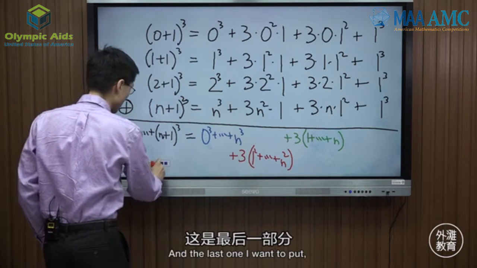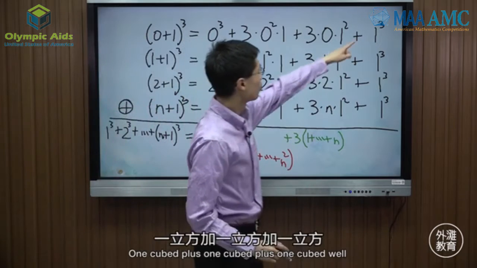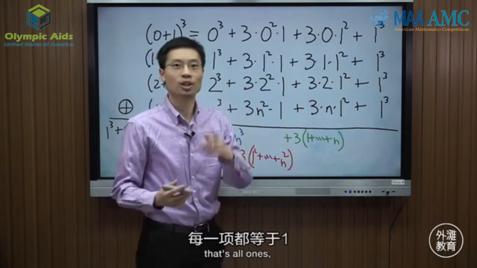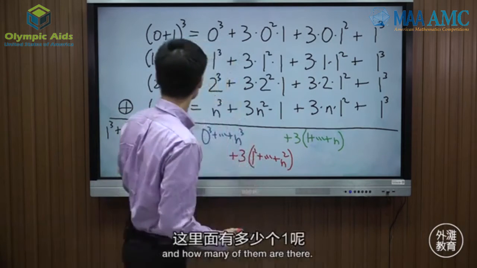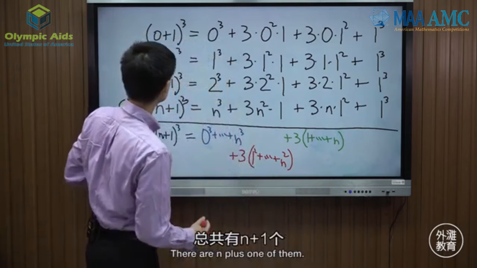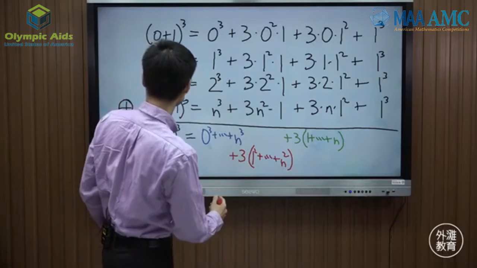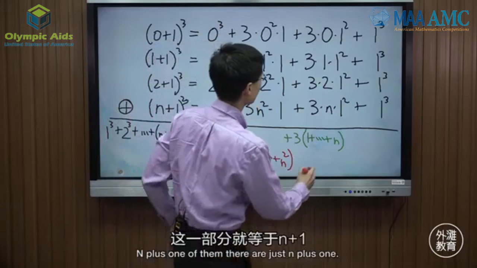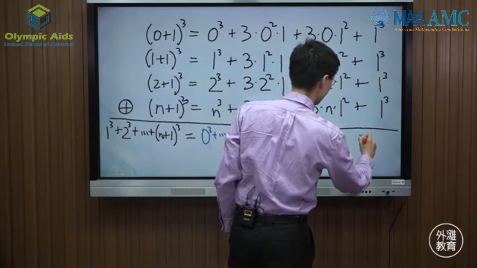And the last one I want to put, 1 cubed plus 1 cubed, well, those are all 1s. And how many are there? There are n plus 1 of them there. Okay? So if I have n plus 1 of them there, it's just n plus 1.